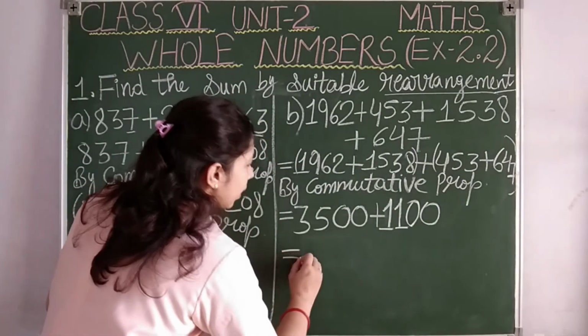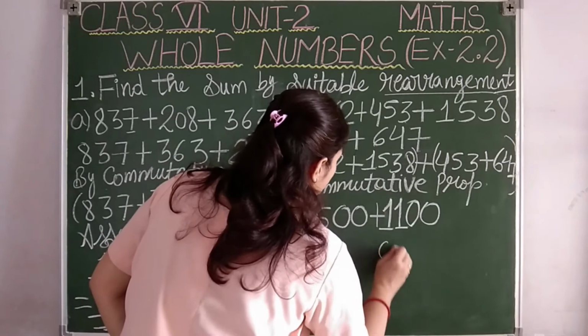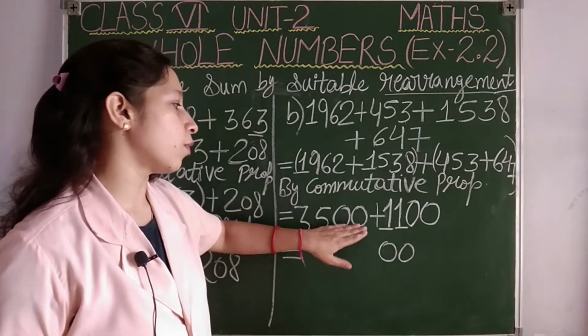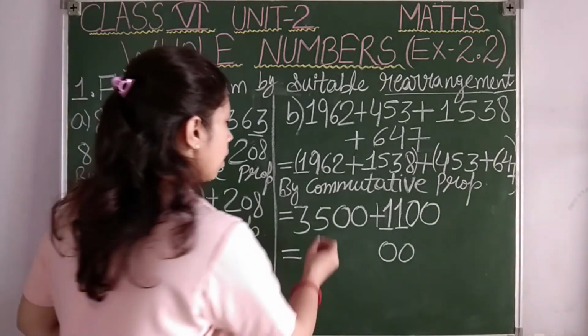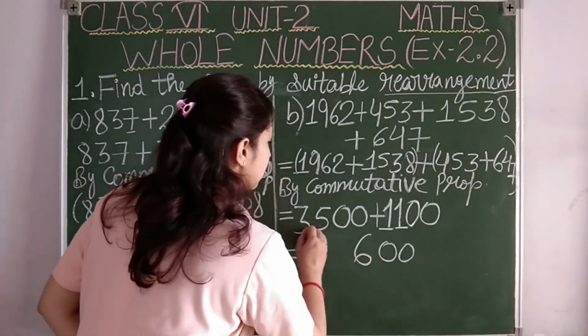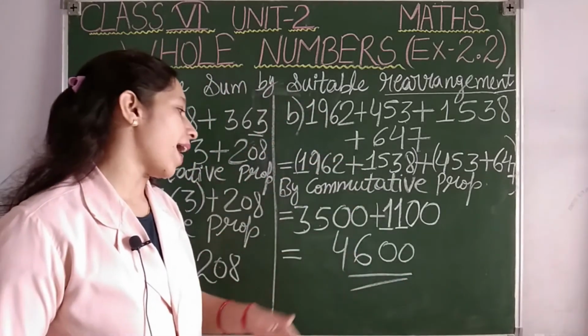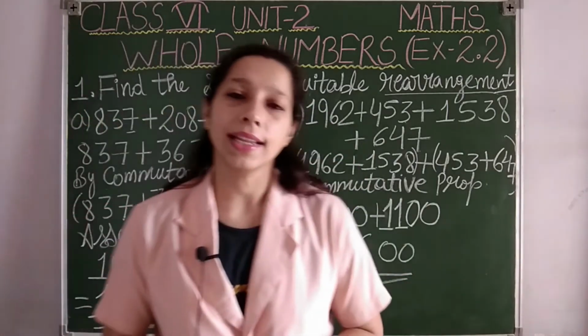Now let's add them again. 0 and 0 in the 1's place and 10's place. For both the numbers it was 0, so we have directly written 0. 5 plus 1 is 6, 3 plus 1 is 4. See students, simply we have added and we got the answer as 4600.